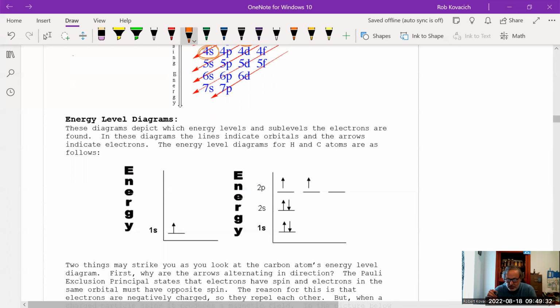And then the next one here, that's carbon again. So 1s2, 2s2, 2p2. There are 6 electrons. I would know this is carbon because I can count 1, 2, 3, 4, 5, 6 total electrons. So this is the carbon atom.